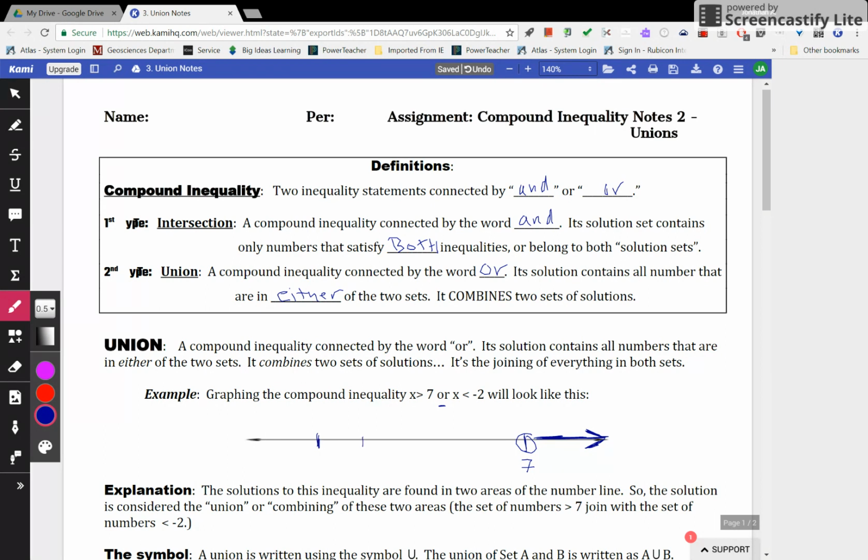Then we would also have solutions that are less than negative 2. For instance, negative 4 would be a solution to this inequality because, well, negative 4 is not greater than 7, but because it's an "or," it is less than negative 2. And so therefore negative 4 would be part of the solution. And so you get two areas that are shaded. In other words, your solution is in two parts.